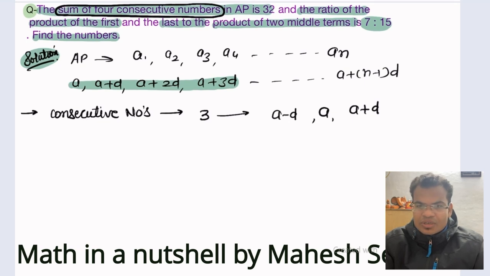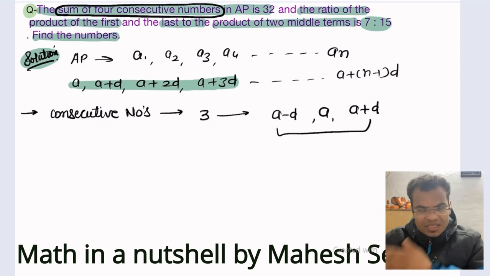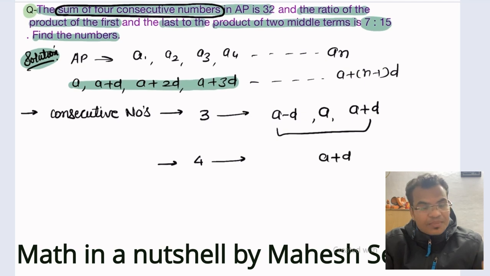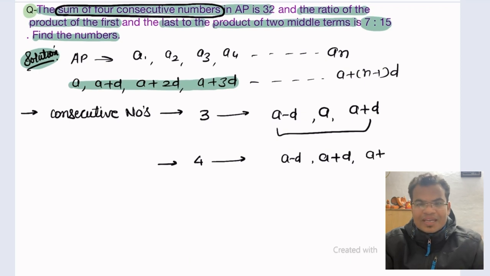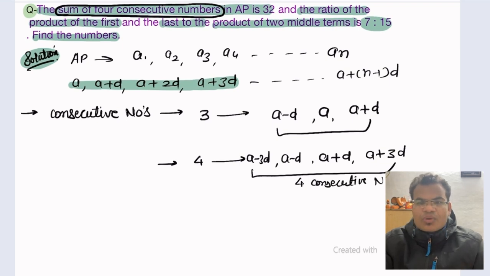When you have three consecutive numbers, you generally take a plus d and a minus d. Here a minus d and a plus d have opposite signs, so we can cancel. Similarly, if there are four consecutive numbers, we will not take them in this order. We will take a minus 3d, a minus d, a plus d and a plus 3d. So these are the four consecutive numbers. Both are the same, you can say a plus d, a plus 2d, a plus 3d; these numbers and these two are also the same.